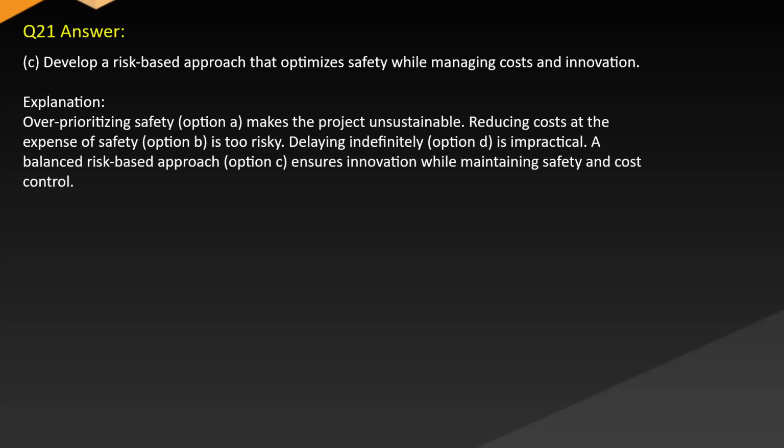Answer: C. Develop a risk-based approach that optimizes safety while managing costs and innovation. Explanation: over-prioritizing safety, option A, makes the project unsustainable. Reducing costs at the expense of safety, option B, is too risky. Delaying indefinitely, option D, is impractical. A balanced risk-based approach, option C, ensures innovation while maintaining safety and cost control.